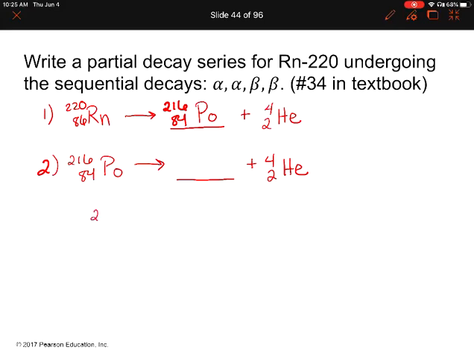So 216 is equal to x plus 4. And if we rearrange, x is equal to 216 minus 4. So that would be 212. So that's our new mass number. So now let's figure out our new atomic number. So 84 is equal to x plus 2. So if we rearrange, x is equal to 82.